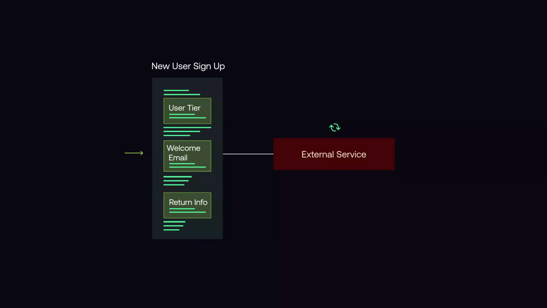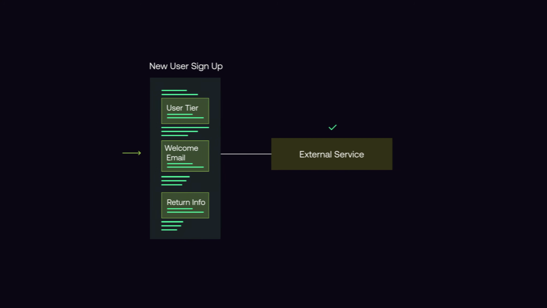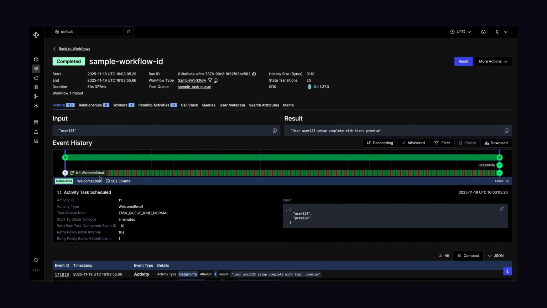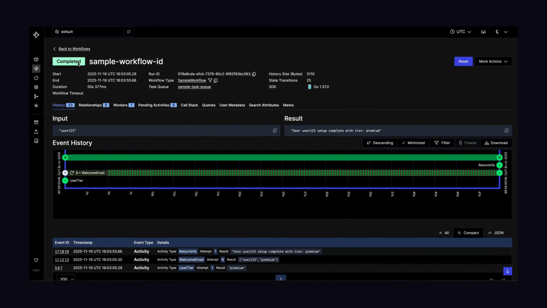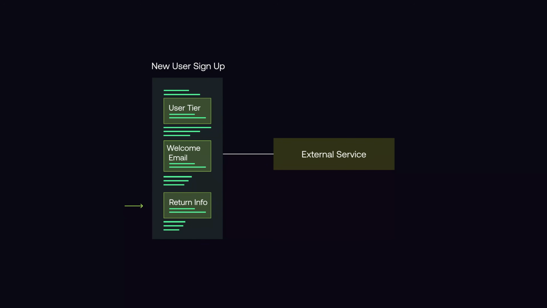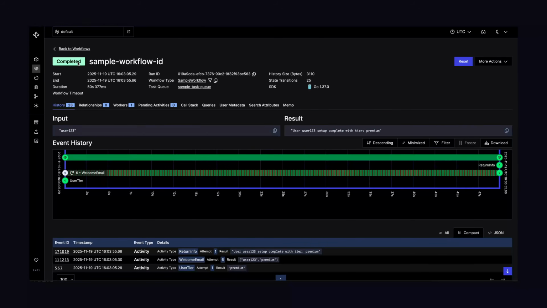You can retry over and over until the activity succeeds or until it reaches a specified retry limit. This means that temporary issues like network glitches or service outages don't result in data loss or incomplete processes. Once the activity completes successfully, you can continue with the rest of the workflow, which is to return the user information.